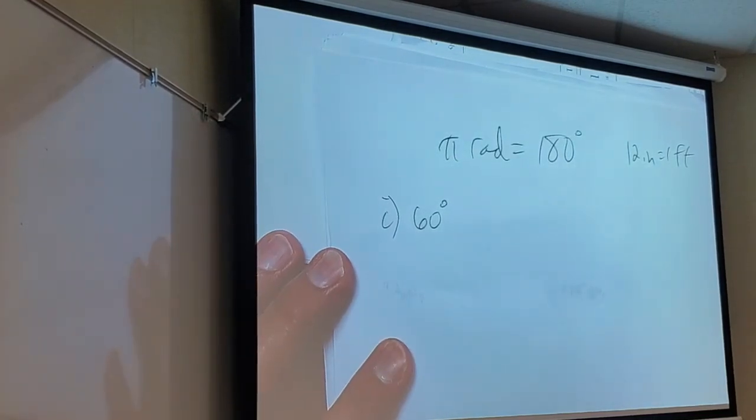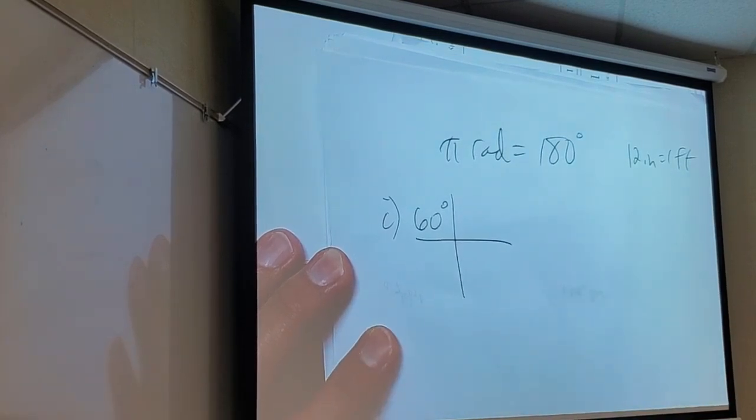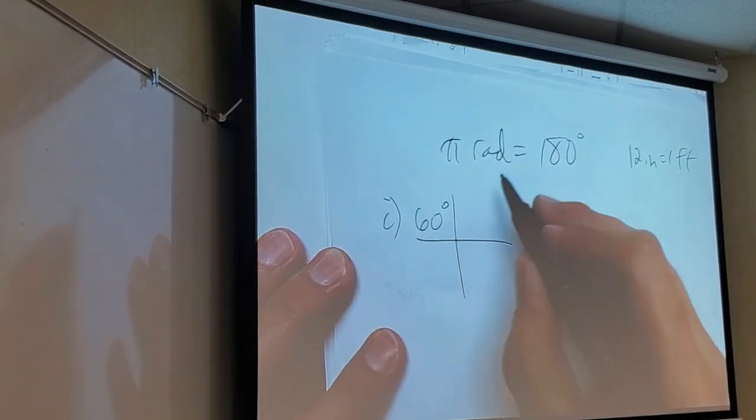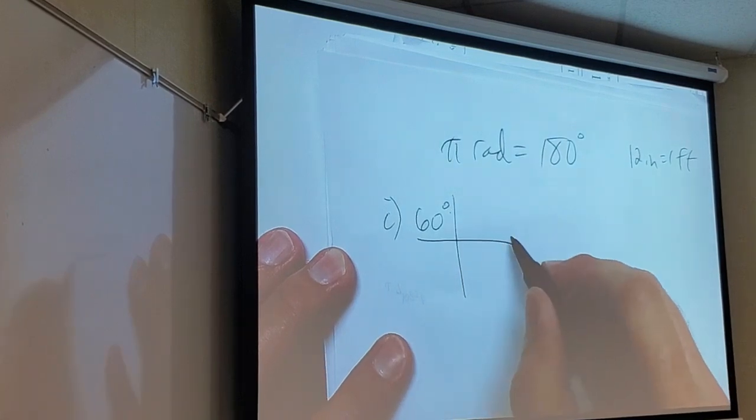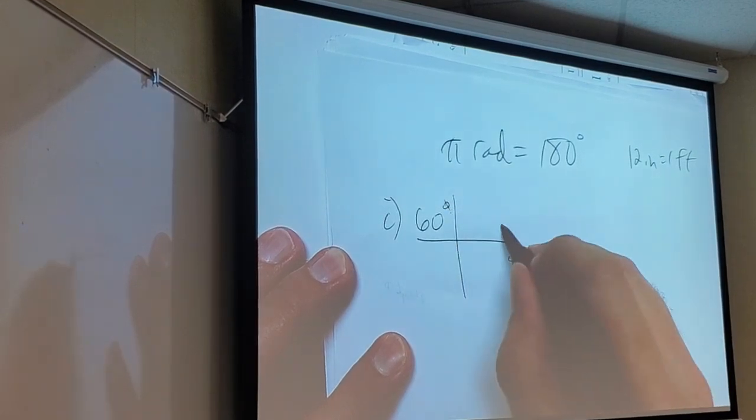You would probably use a phase conversion. So what unit do I want to get rid of? I want to go from degrees to radians. So I want to get rid of degrees. Does this make sense? Yes. Put degrees here so they cancel. And I want to go to radians.